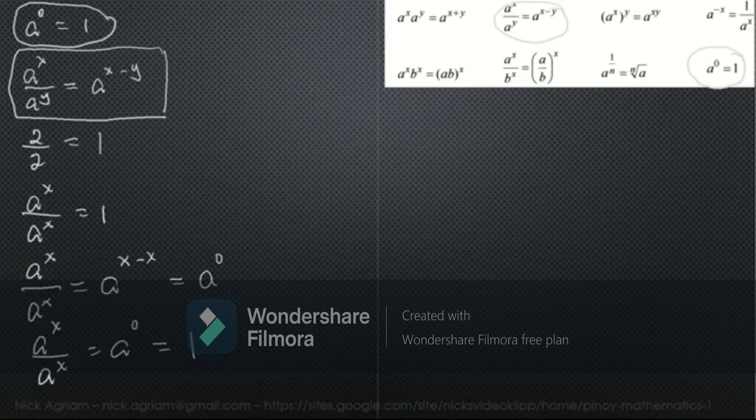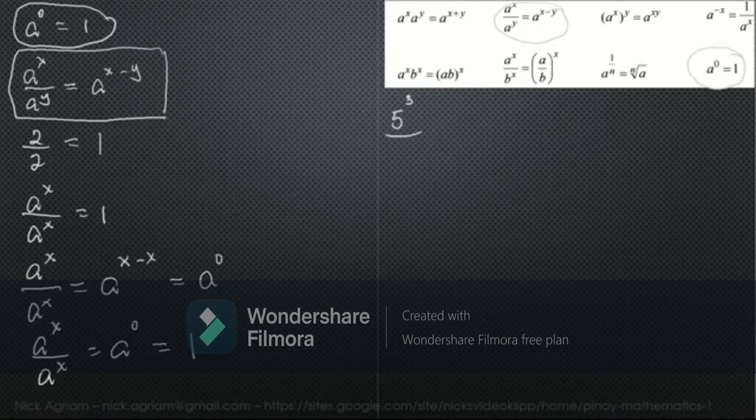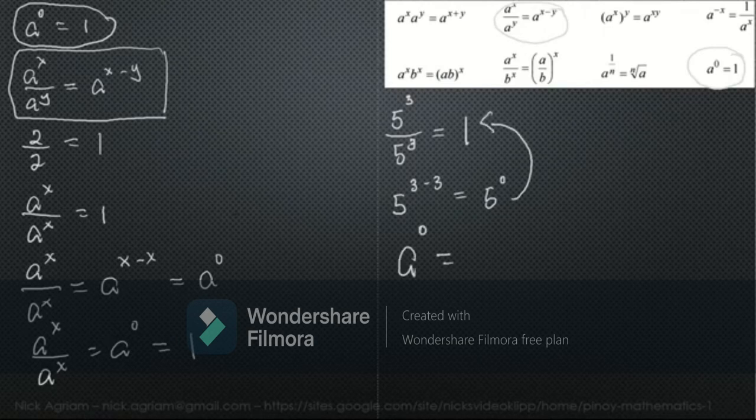I will give some more examples. For example, 5 raised to 3 divided by 5 raised to 3. As we know, that is 1. But we can use the law of exponents in division. So we have 3 minus 3, that is also 5 raised to 0. So any number raised to 0 is equal to 1. If you don't understand the proof or the explanation at this moment, you will understand it later, but at this moment, you can just accept it. I usually say that to my students, that they can accept it now and then understand it later. But there are a lot of students who don't understand this law.